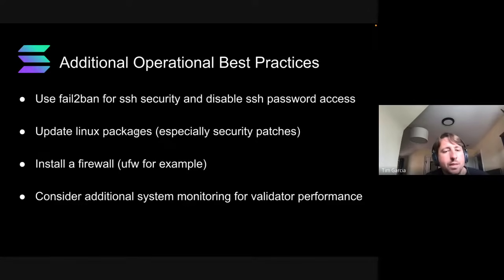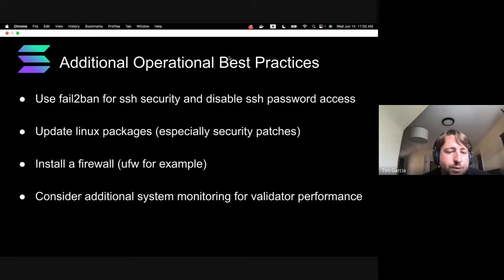Also a good idea to update your Linux packages regularly, especially security patches. You can even set up automatic updates of critical security issues, so you don't have to remember to do it frequently. If there's some exploit in some package, you don't want to leave that exploit on your machine indefinitely until you remember to update. So it's a good idea to just automatically update those. You can have a firewall installed. UFW is common. A lot of people use that. There's other options, but a firewall is good, especially if you want to firewall off RPC ports, for example.